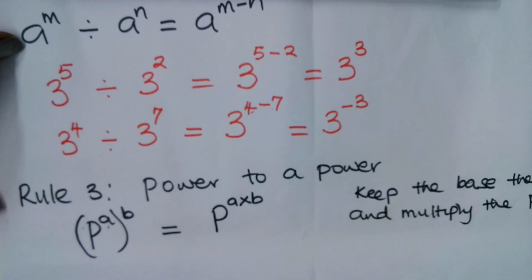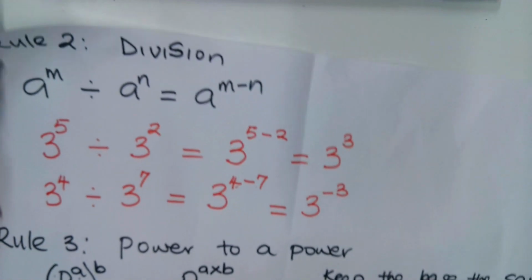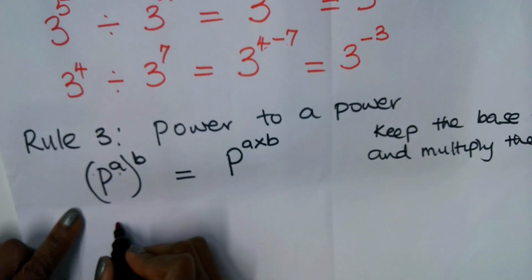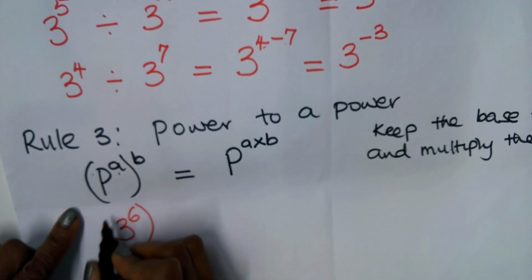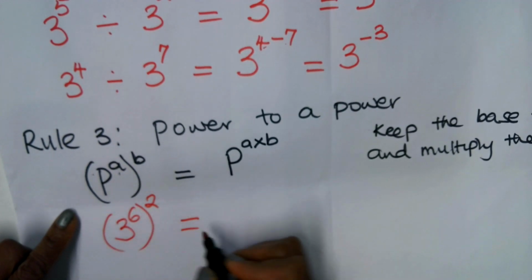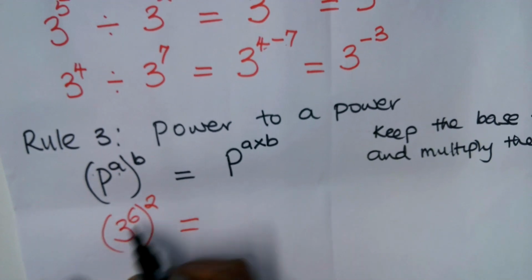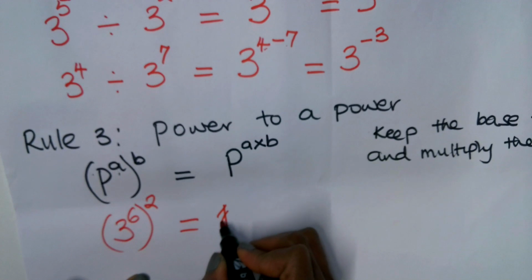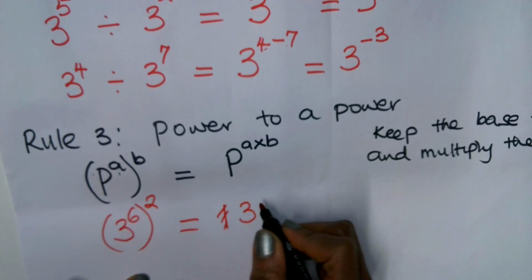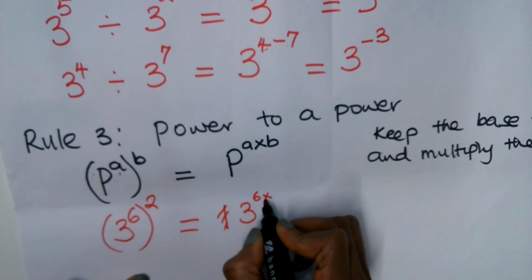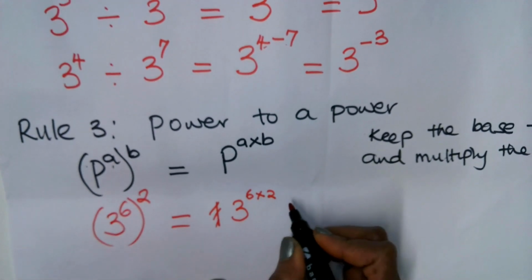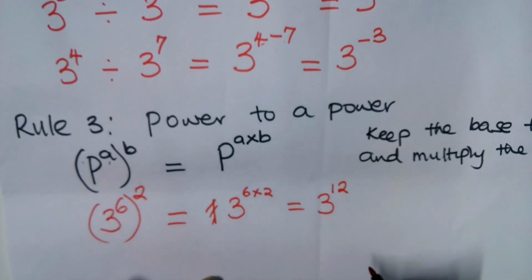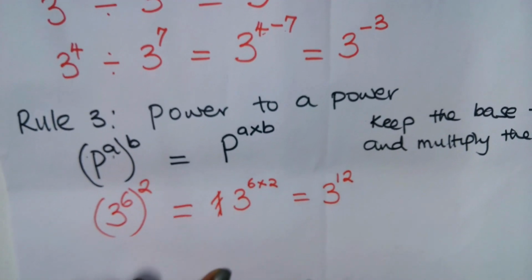So we're going to look at an example to see how this is done. 3 raised to the power of 6, all raised to the power of 2. What this means, following this rule, is 3 raised to the power of 6 times 2, which will give me 3 raised to the power of 12. So this is my answer.